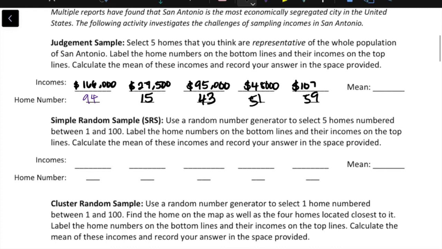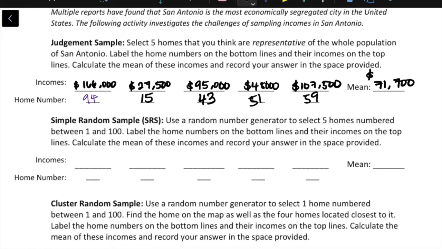Now it's asking us to find the mean. And we know that the mean is asking us to add all these numbers up and divide by the total numbers we have. So we're going to add all these numbers up and divide by 5. If I add these up, my average is 71,700. Okay. So that's one way to do it.